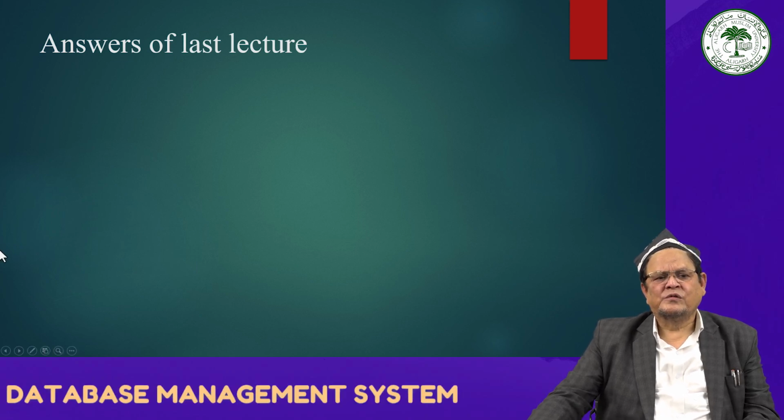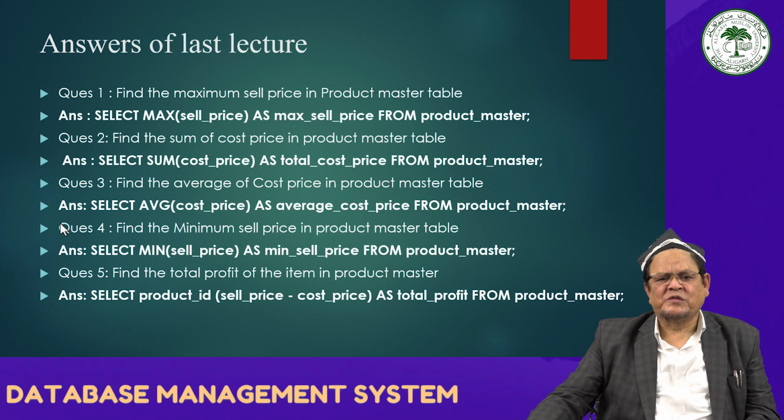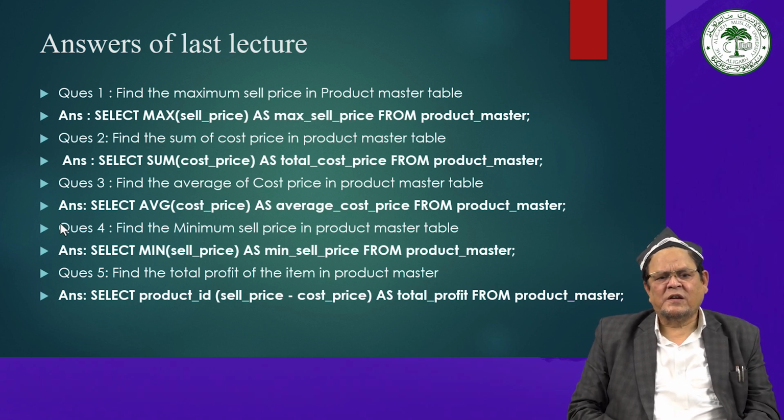Before going to today's agenda, I would like to answer the question which I had given you in the last lecture. The first question was, find the maximum sell price in the product master table. The answer is select, by using the max command, max sell price as max sell price from product master. It will display the maximum sell price. I have used the alias also.